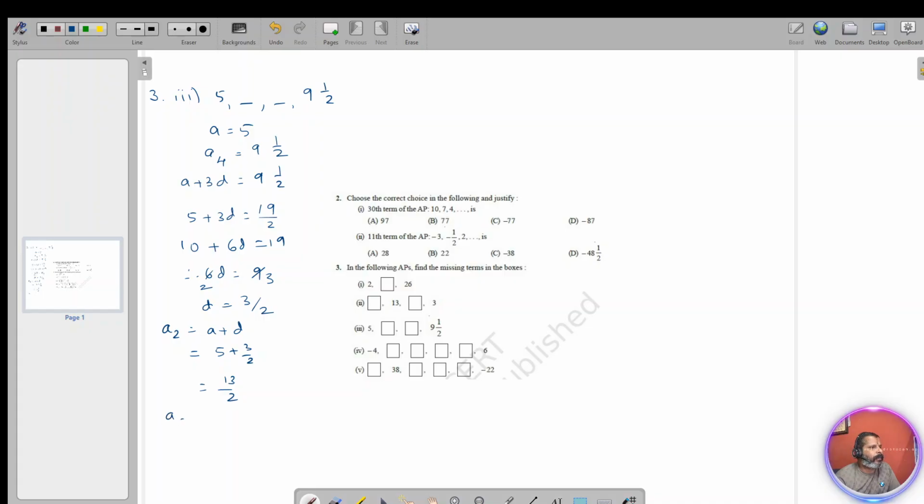Then a3 they have asked. a3 is a plus 2d. a is 5 plus 2 of d, which is 3 by 2. The 2s cancel, 8. Therefore, conclude the missing terms are: first write a2 is 13 by 2 and 8 is the third term. You should know the general form of AP here. Basically, that is the concept for this entire main.